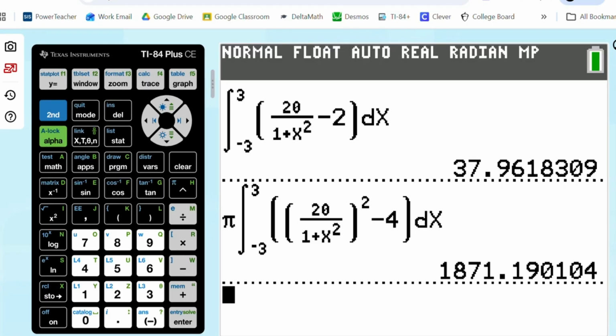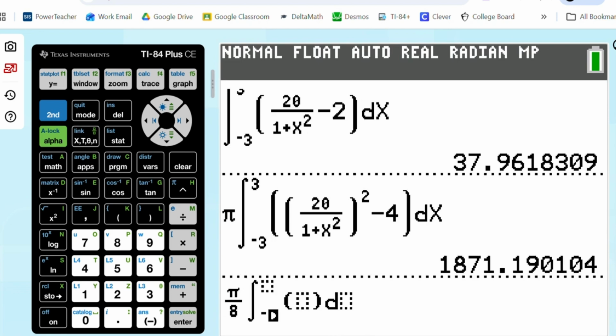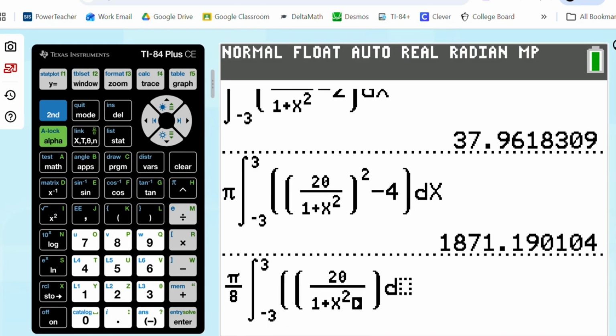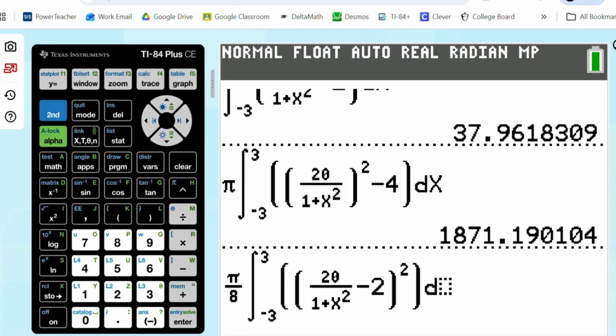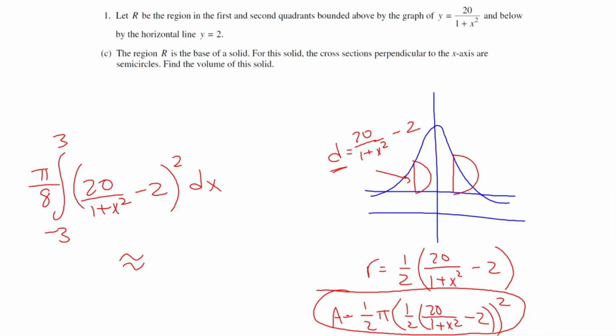So we'll go back to our graphing calculator. I'm going to put that pi over 8 out in the front. I'm going to hit math, and go down to option number 9. We're going to integrate from -3 to 3. And inside there, I'm going to put it all in its own parenthesis again: 20 over 1 plus x squared minus 2, all being squared. And then we've got our pi over 8 out in front. And we end up with a final answer of 174.268.